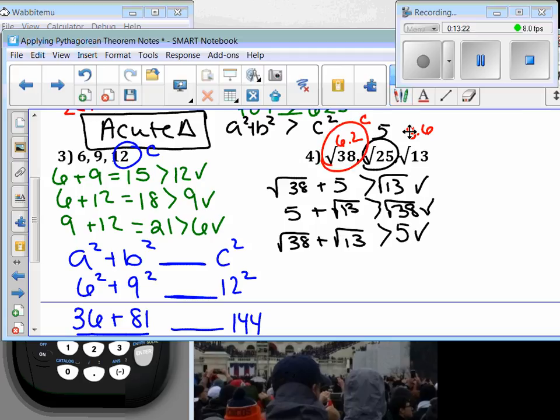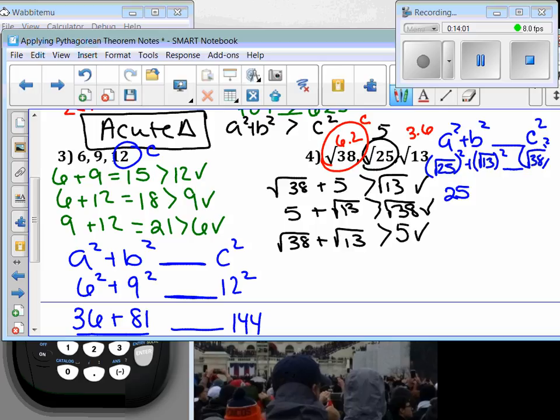Going back to Pythagorean theorem, a squared plus b squared, leave a blank because we don't know that sign, c squared. So we know the square root of 25 squared plus the square root of 13 squared in comparison to the square root of 38 squared. So we need to talk about what happens when you have a square root and it's being squared. Anytime you have a square root that's getting squared, it just cancels right out. So what that means is the square root of 25 squared just becomes 25.